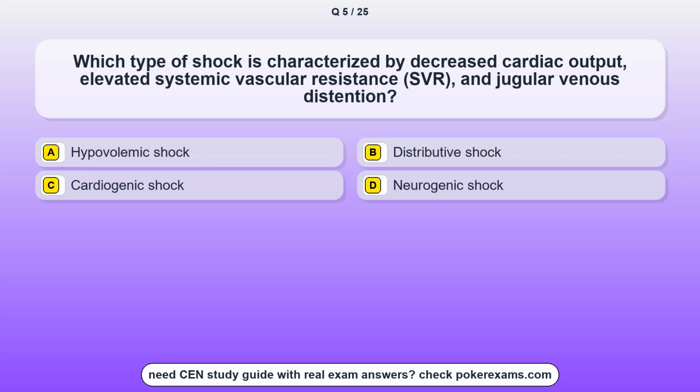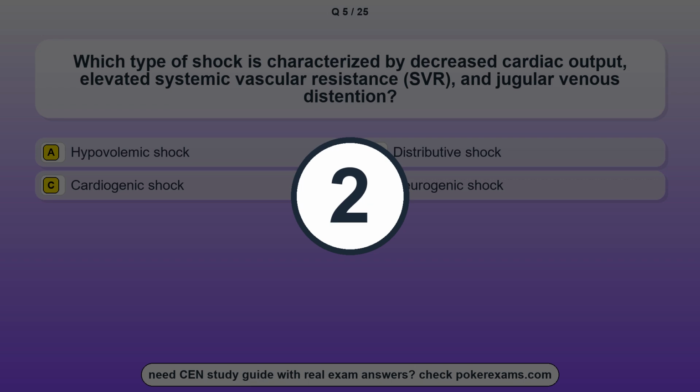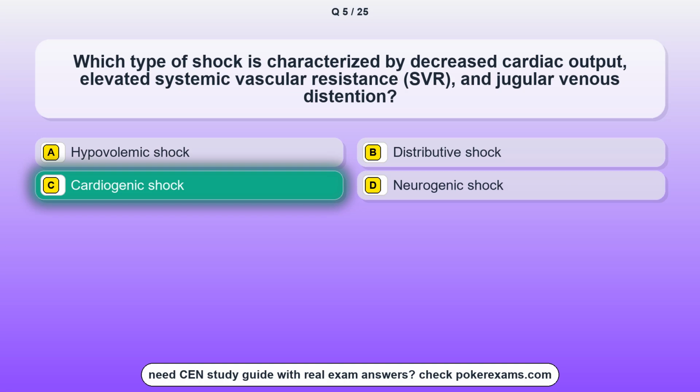Question 5. Which type of shock is characterized by decreased cardiac output, elevated systemic vascular resistance, SVR, and jugular venous distension? Option A, hypovolemic shock, option B, distributive shock, option C, cardiogenic shock, option D, neurogenic shock. The correct answer is option C, cardiogenic shock.